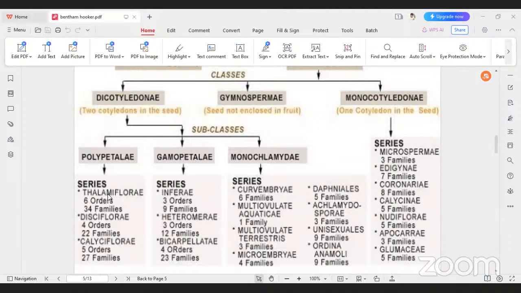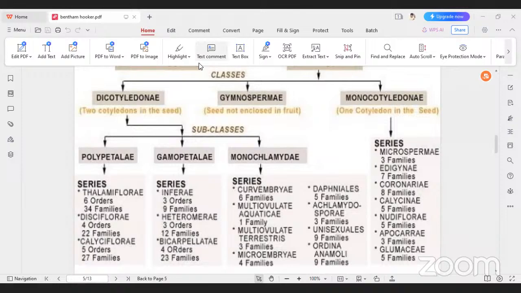What are the characters of Thalamiflorae? Flowers with a flat, convex or rarely elongated thalamus, which are hypogynous flowers, polypetalous, sepals free, ovary superior, disc absent, divided into 6 orders. So flowers with a flat, convex, or rarely elongated thalamus are all grouped in Thalamiflorae. And again, Thalamiflorae is divided into 6 orders.